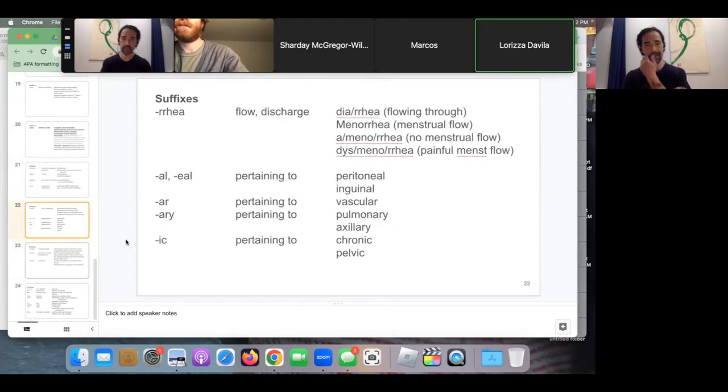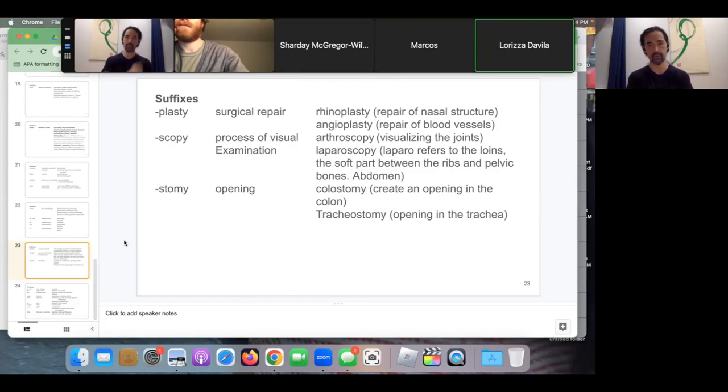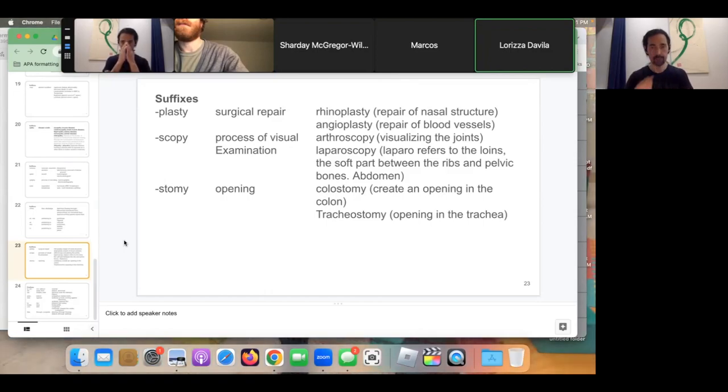Yeah. Okay. Plasty is a form of surgical repair. Rhinoplasty, where they repair structures in the nose. Angioplasty, where they repair the blood vessels. Angio means vessel. Often angioplasty, I think, refers to arteries, but it doesn't matter. Angioplasty is the repair of some kind of blood vessel.